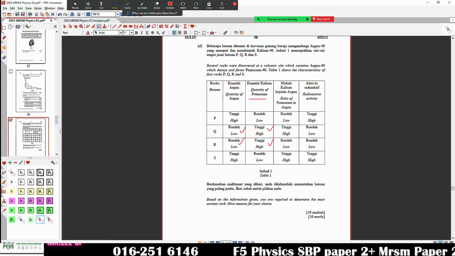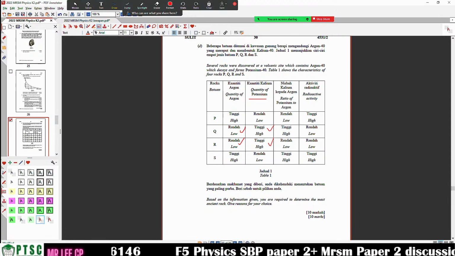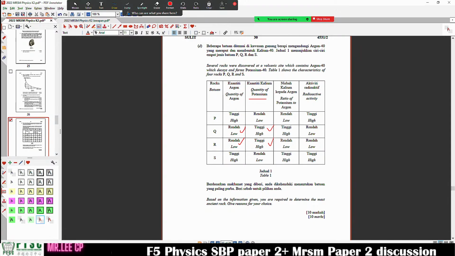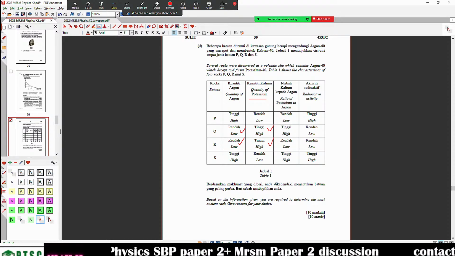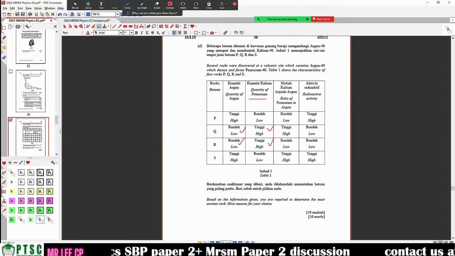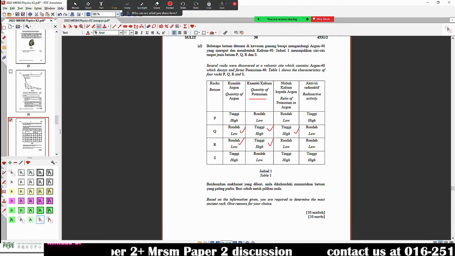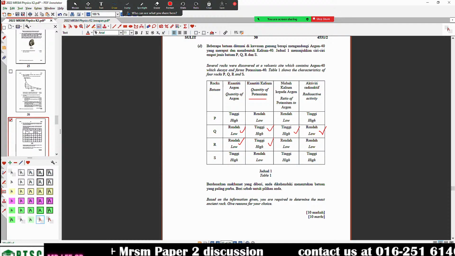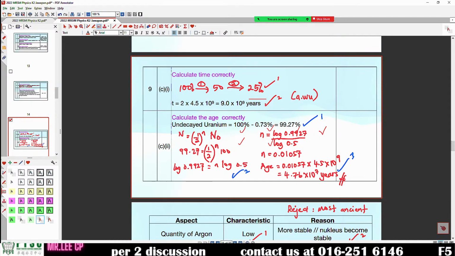Ratio of the potassium to argon, small over big, must be high. Anyway, potassium must be high to low, big divided by small is big. Alright, so radioactivity must be low. Okay, so you get this. So we see the answer from here.